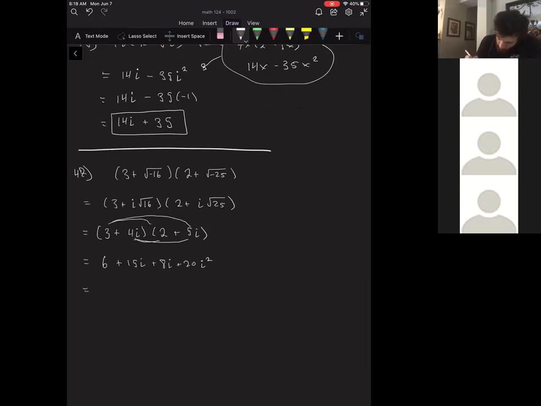Okay, so we can combine. Oh, I think I made a typo? No, we're all good here. So we just have a 6. Then we have a 15i plus an 8i, which is a 23i. And then we have a 20i squared, so 20 times minus 1, because we're turning the i squared back into a minus 1. And so what we have here is 6 plus minus 20, which is minus 14. So we have minus 14, and then just plus the 23i that we had up there.